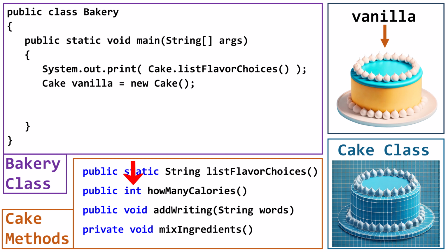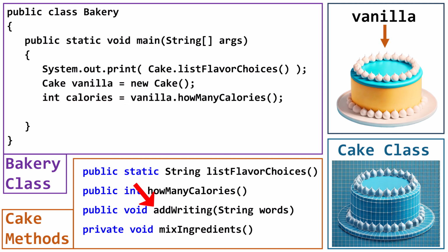HowManyCalories has an int return type. That means the method will return the number of calories in a particular cake as an int. Again, we are just letting that data disappear into the ether. Instead of printing it out like before, let's store the data in a variable called calories.